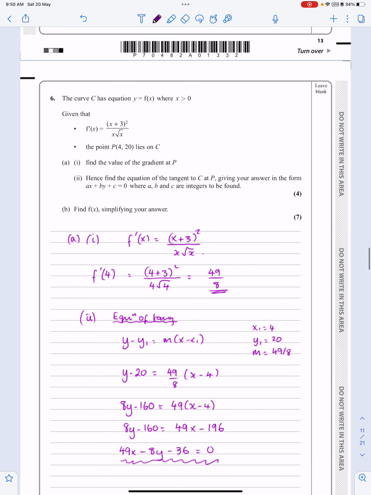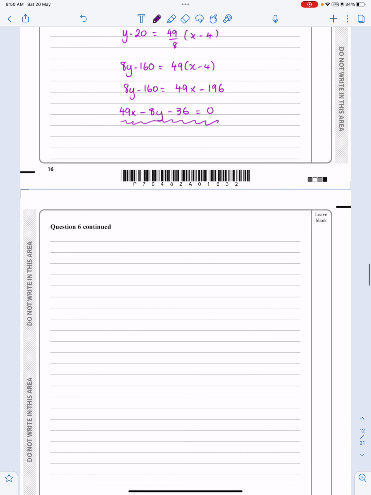And then part B. Part B says find f(x). So in other words, find the integral of f dash x, which was (x plus 3) all squared. So let's write what we're doing here. I've got f dash x was (x plus 3) all squared over x root x, and so f(x) is going to be the integral of that thing.